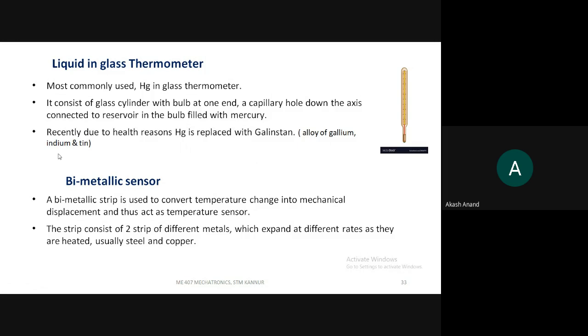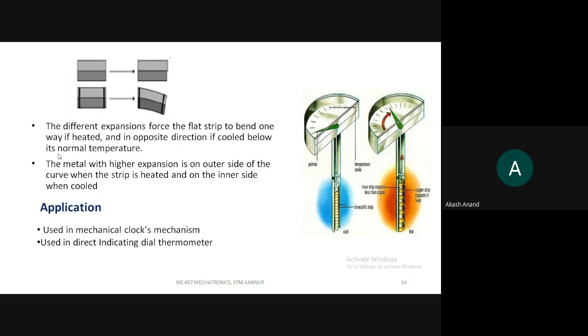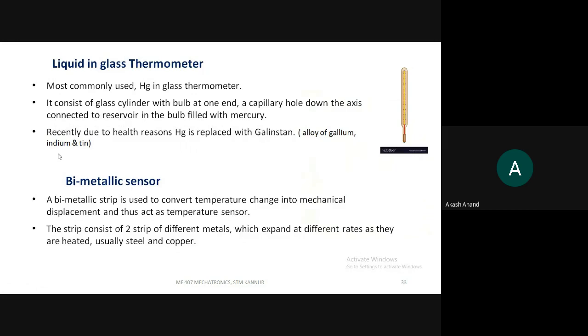And the last type of temperature sensor is the bimetallic sensor. You must just understand what this is. It is not important, but just understand that a bimetallic strip is used to convert temperature into a mechanical displacement. That is, when temperature is sensed, it converts it into a mechanical displacement.